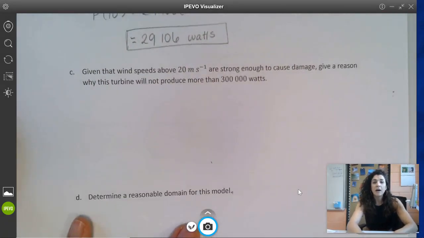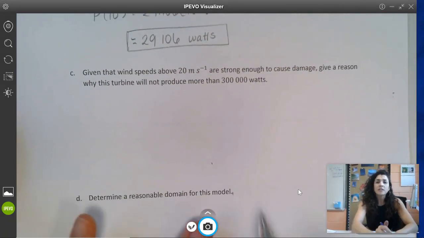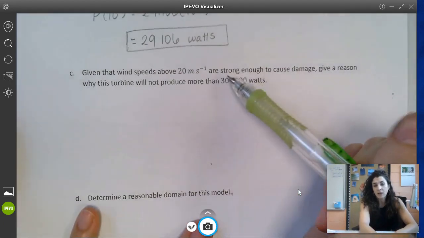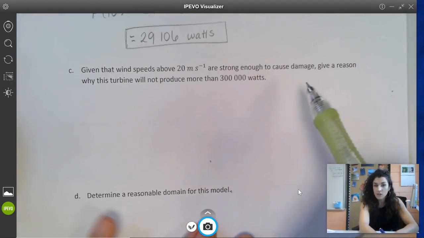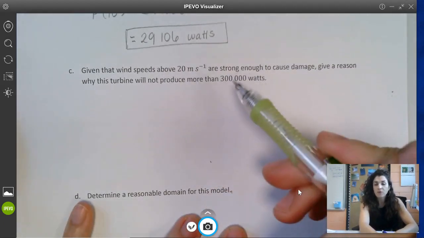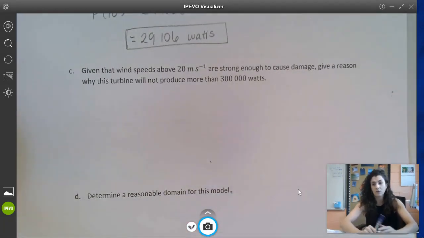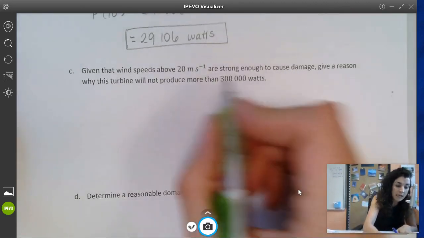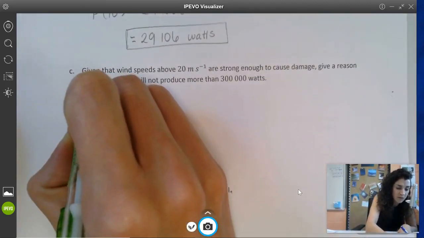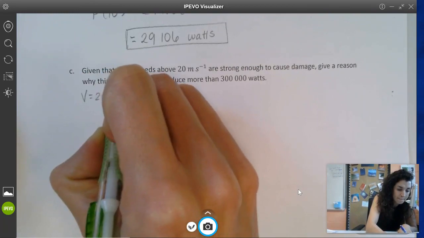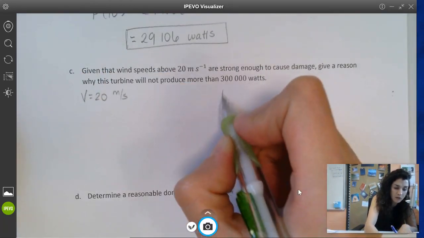Given that wind speeds above 20 meters per second are strong enough to cause damage, give a reason why this turbine will not produce more than 300,000 watts. There's a couple ways that you can approach this problem. We've been given two numbers. At the very beginning of your problem, determine where do those numbers go. 20 is wind speed. Okay, so that's V. And then they also gave us power, which is P.